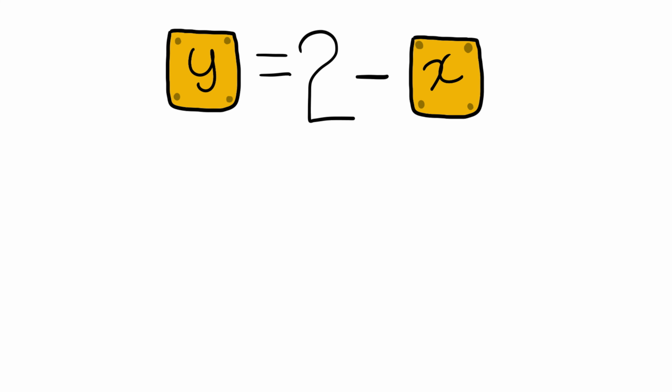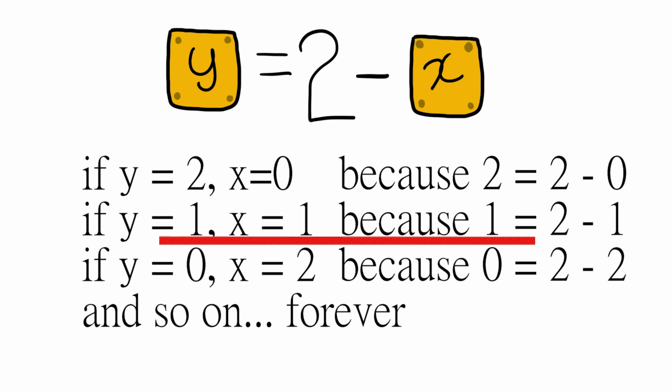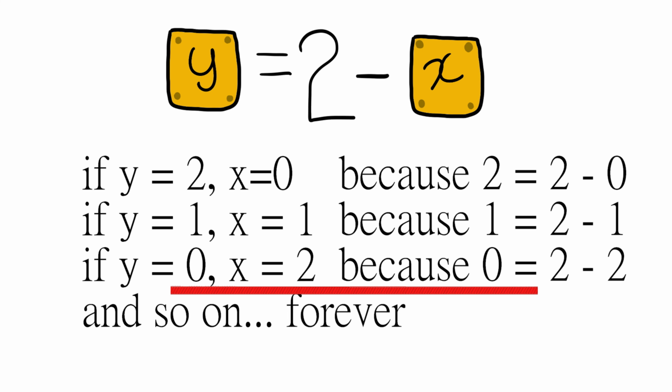Well, if you think about it, we actually can't find one number for y. If y is 2, then x is 0, because 2 equals 2 minus 0. If y is 1, then x is 1, because 1 equals 2 minus 1. If y is 0, then x is 2, because 0 equals 2 minus 2. And so on, forever with any number.